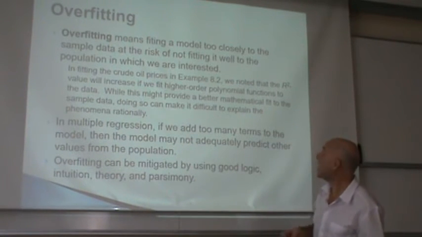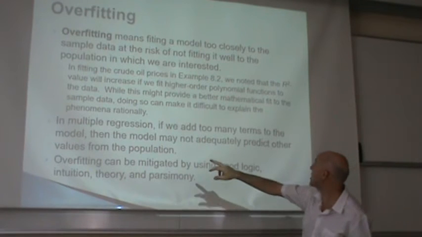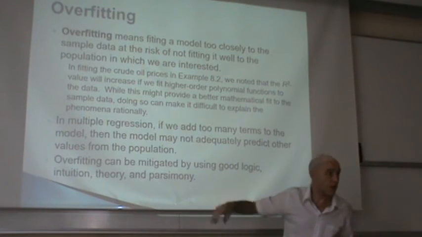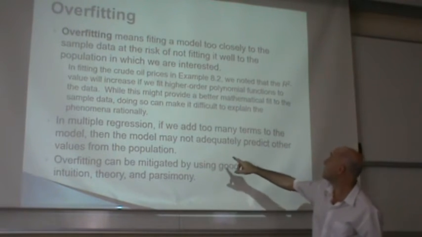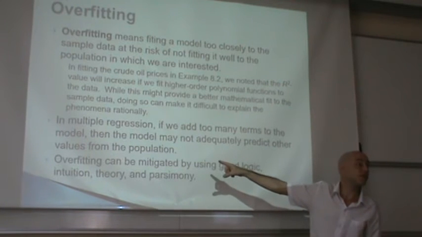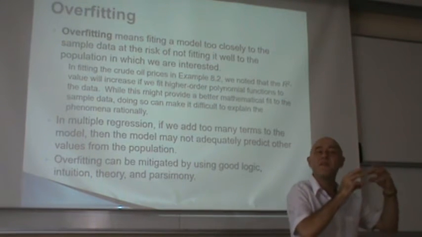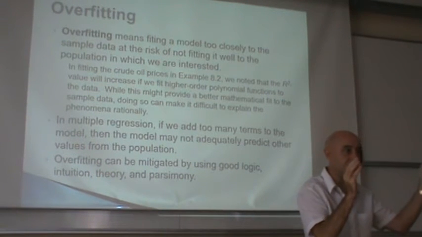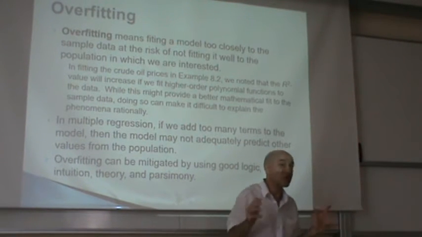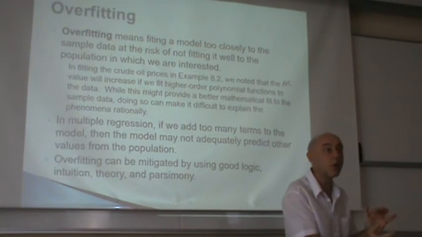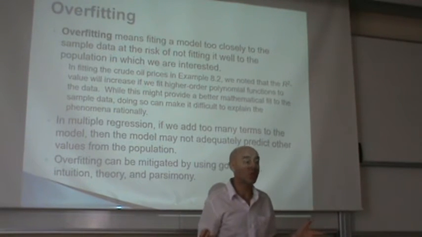Let's see. Again, in multiple regression, that's a basic thing I've already repeated quite a few times. If we add too many terms to the model, so you add 7, 8, 10, 15, 20 independent variables, then the model may not actually predict values from the population. In other words, the model may look very perfect for a small sample, but for the real world, it's probably not going to work very well, just because your sample is small or possibly biased, or just because the sample is small and purely random.